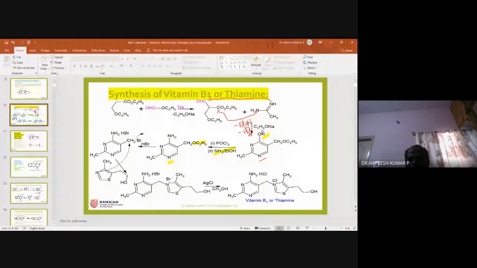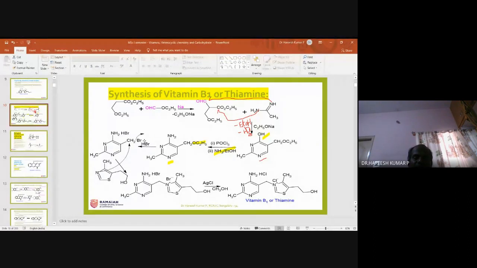Once the chlorine is obtained, when it is treated with ammonia, ammonia replaces the chlorine with an NH2 group. So that is the reason NH2 is obtained. The first step is chlorination. The second step is a nucleophilic substitution reaction, replacement of chlorine with NH2. So that is how NH2 is obtained. So once NH2 is obtained, here the reactant is HBr.